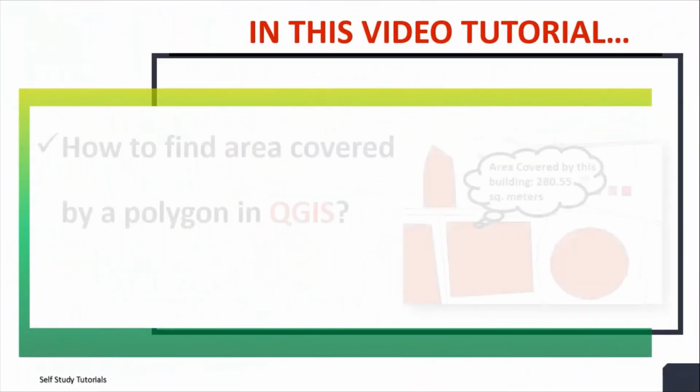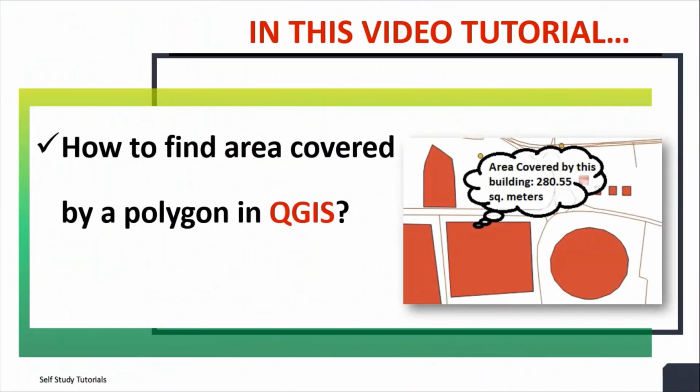In this video tutorial, we will discuss how to find area covered by a polygon in QGIS. We have a map containing some buildings and ground. We will find area covered by this building.